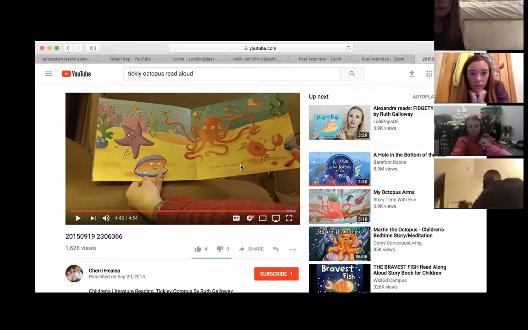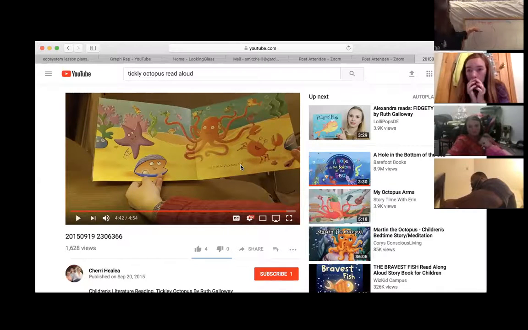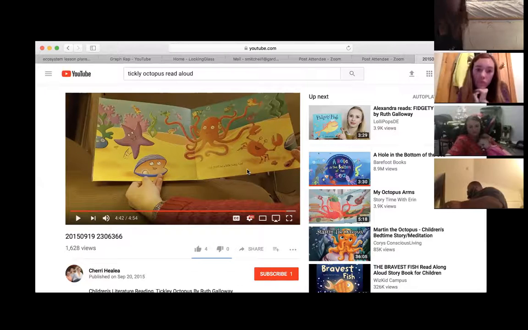I know you probably can't see it, but I did different colors. Remember, our Venn diagram helps us compare and contrast two different things. So we're going to compare and contrast Tickly Octopus to ourselves, and then both will be in red because you both have the same thing. So you can tell me one thing that is different, that Octopus is different than us. They have 8 legs. 8 legs. Good job.